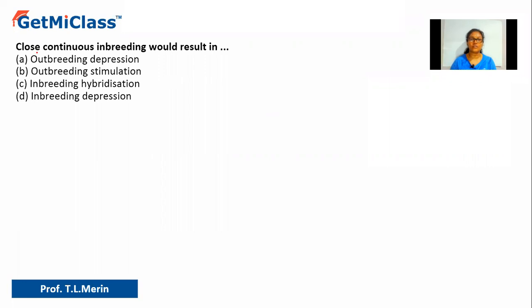Today we're going to solve this question: close continuous inbreeding would result in option A, outbreeding depression; option B, outbreeding stimulation; option C, inbreeding hybridization; option D, inbreeding depression. So let us understand the question. It says close continuous inbreeding would result in.